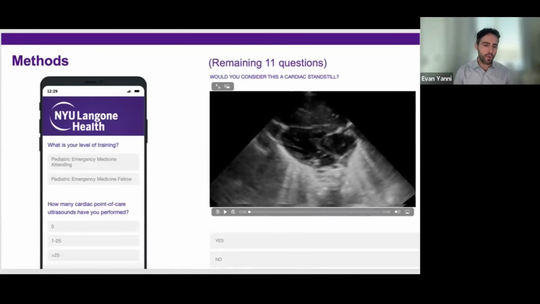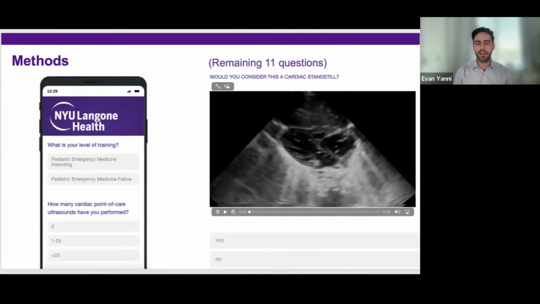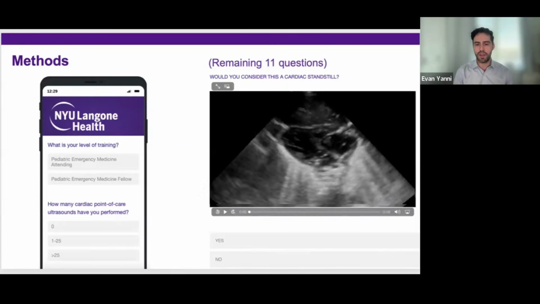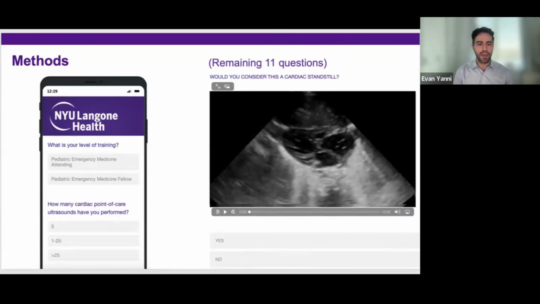The remaining 11 questions of our survey showed a unique 6-second clip of cardiac point-of-care ultrasound performed during pulseless arrest in pediatric patients. Each question simply asks, do you think this clip represents standstill? Yes or no. You had unlimited time to review the clip, and there was no right or wrong answer to each clip. We solely wanted to know how much people agreed with each other.